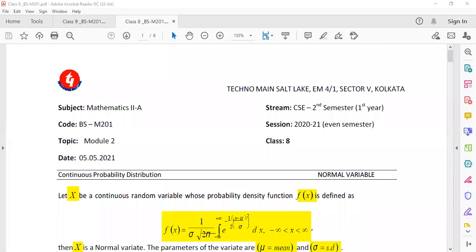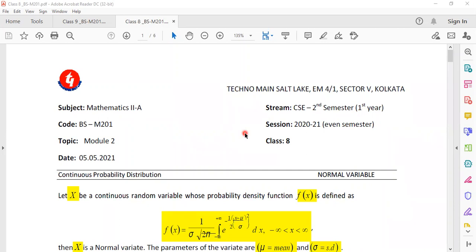Okay, I'm going to start my today's session without further delay. As you can see on your screen, I'm going to present a new topic today, which is a continuous probability distribution special case, and it is called the normal distribution.